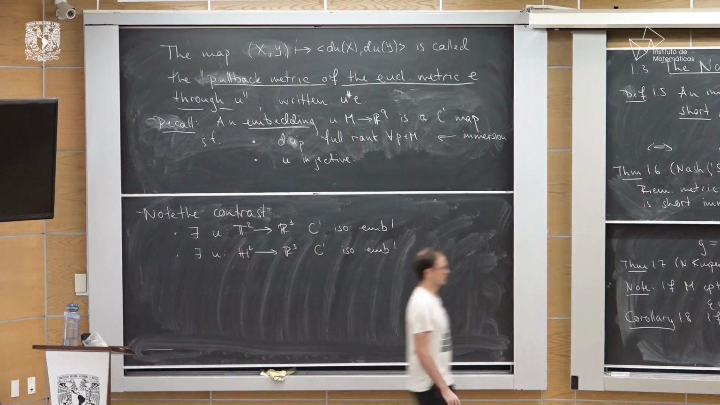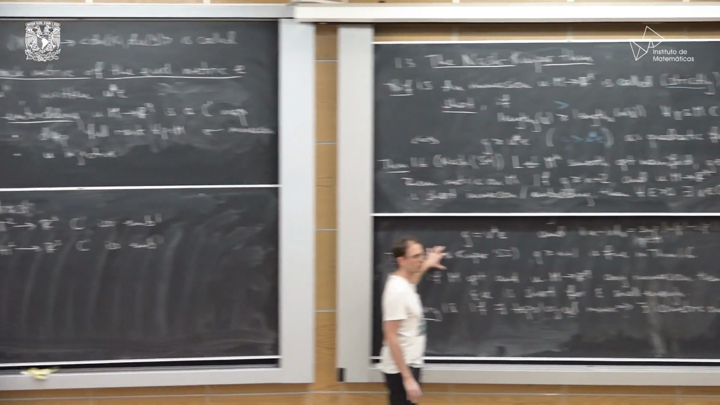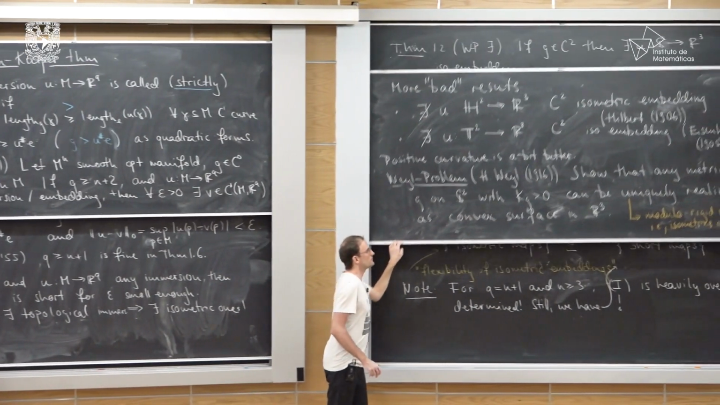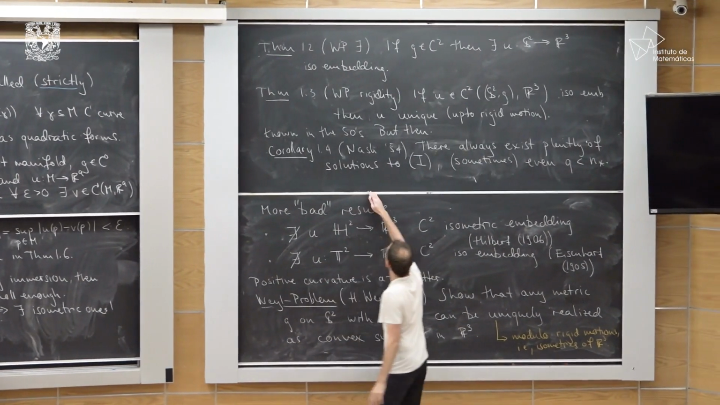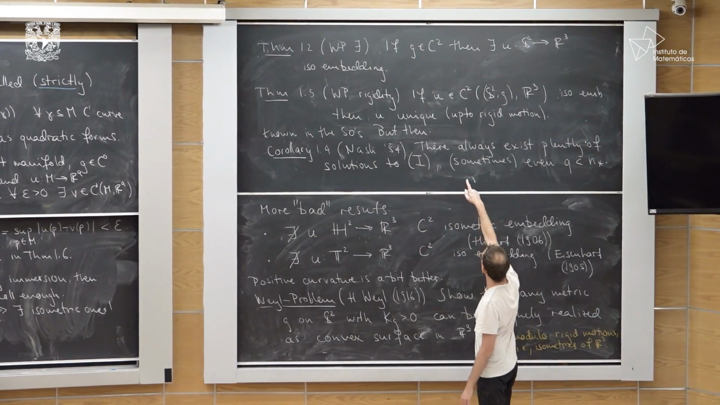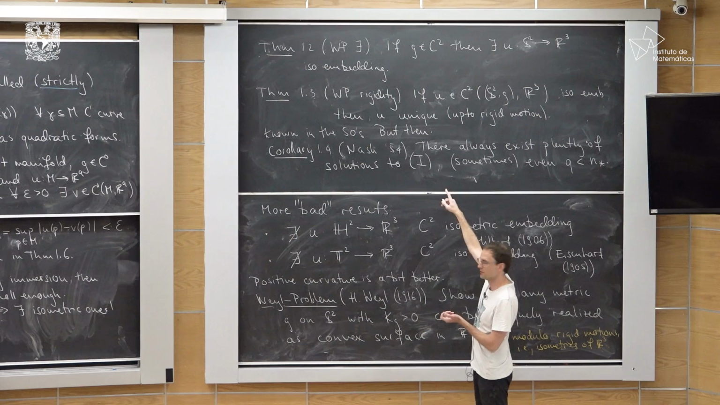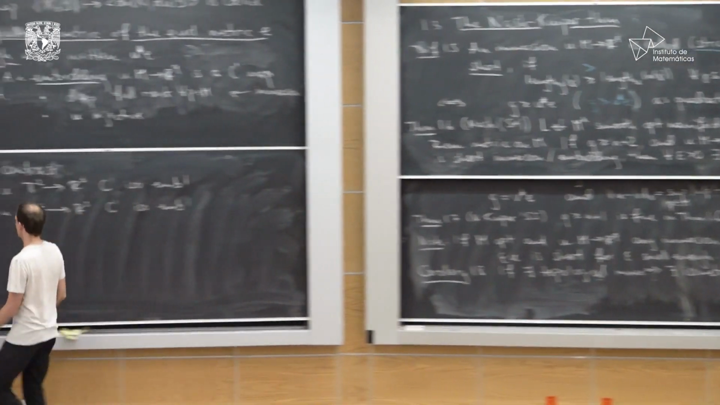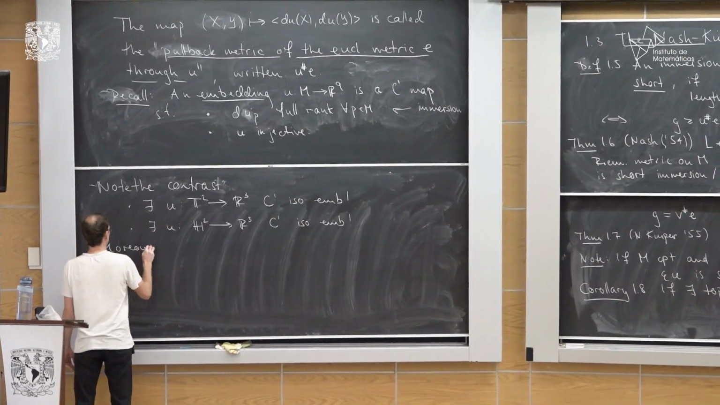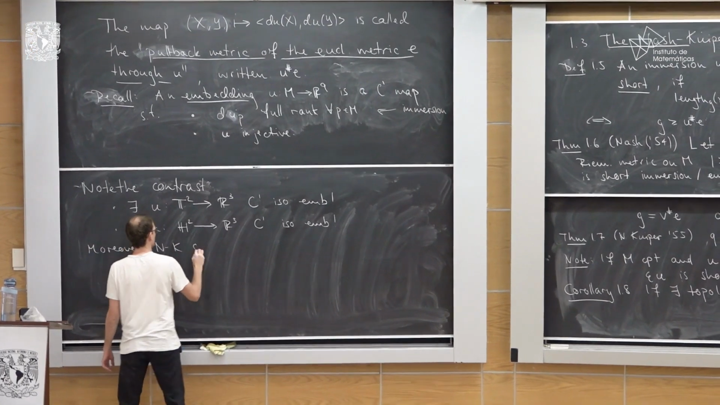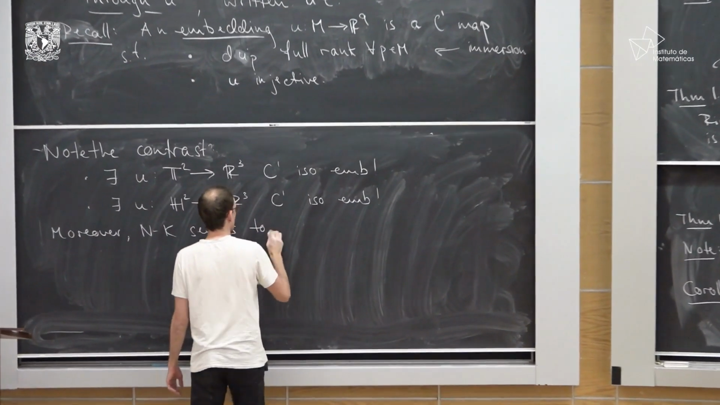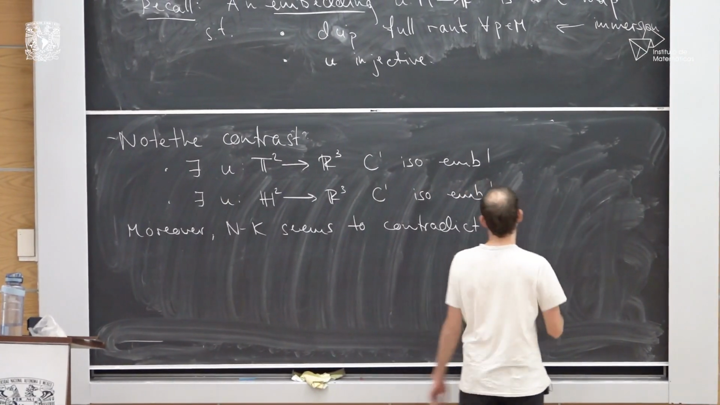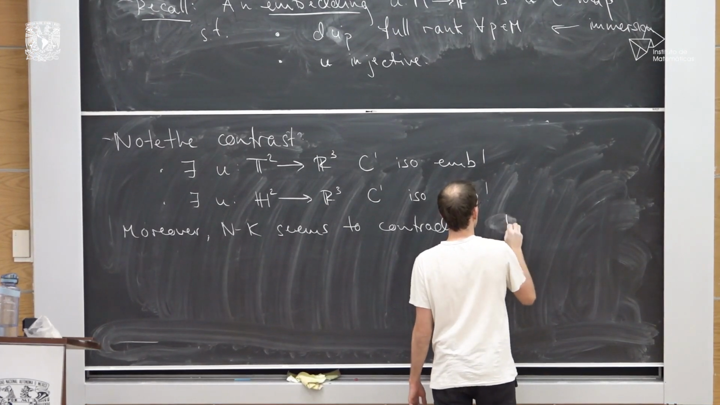This theorem, Nash-Kuiper, seems to contradict the rigidity in the Weyl problem. Why? The rigidity in the Weyl problem told you that if you have a C2 embedding, it's unique. But now let's take this simple example. Moreover, the Nash-Kuiper theorem seems to contradict corollary 1.5, as theorem 1.3.